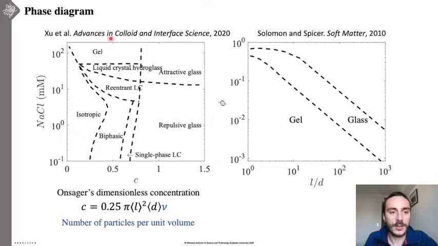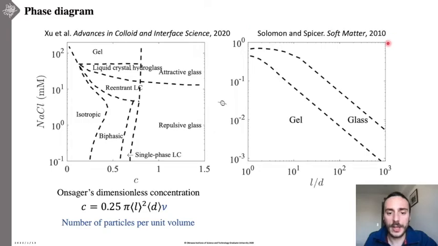And Xu et al. published this very nice phase diagram where you can see that the material can go from an isotropic state to repulsive glasses by just increasing the concentration, but can also go from isotropic to gel phase, just increasing the ionic strength and decreasing the charge on the surface.